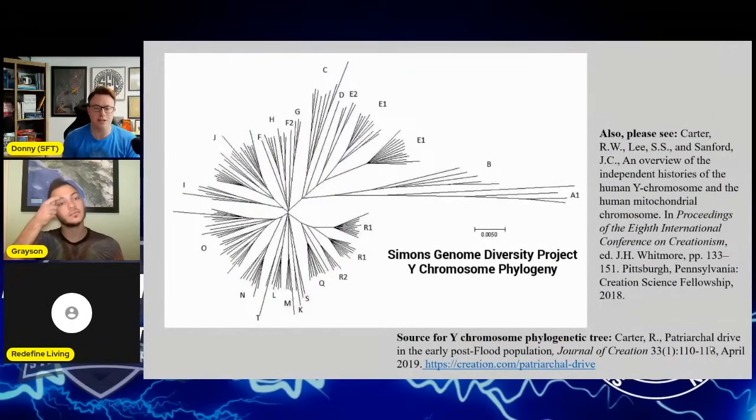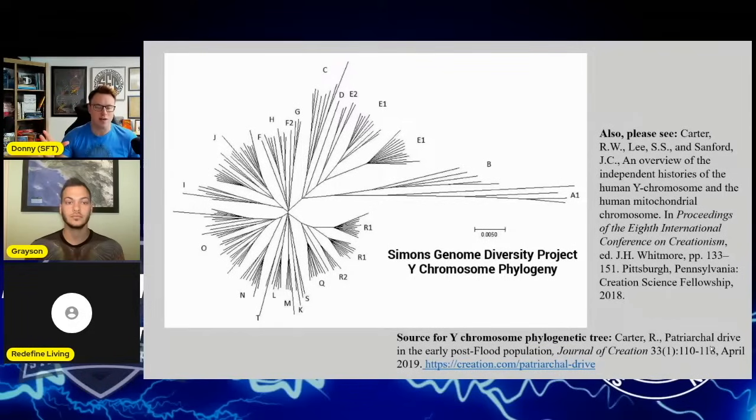In my last 3 minutes, I want to briefly, at least, I'll probably only have time to cover one of these trees, and then in our discussion, I'll go over the second tree. So this is a tree specifically of all the major Y chromosome families in the world. And this was created specifically by Dr. Robert Carter, okay? There's history on this tree, guys. And looking at this tree, what do we see? Well, we see an explosion. We see a starburst pattern.